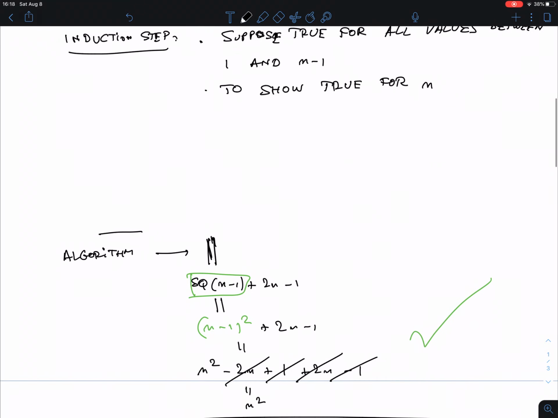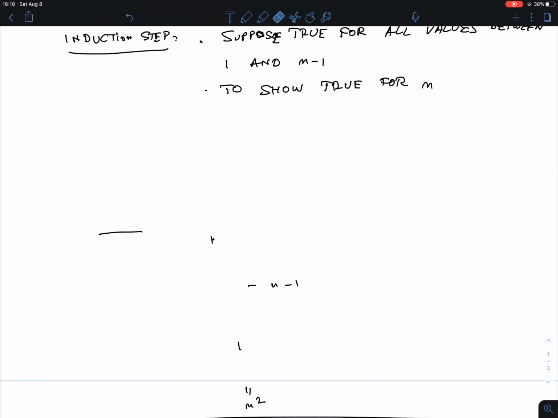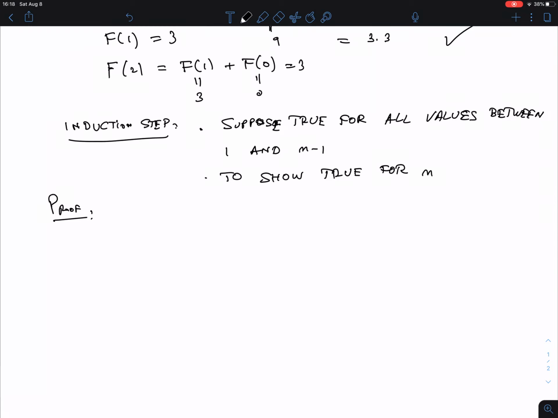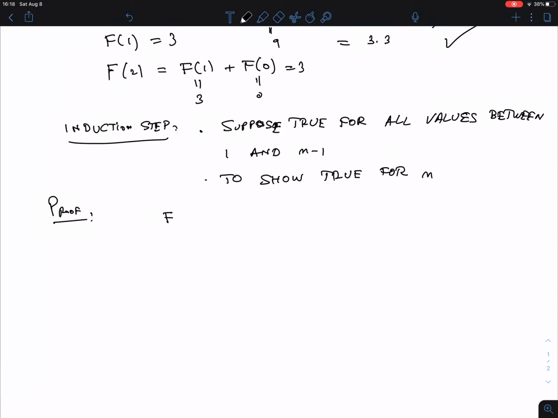Okay, we have a little bit of junk from before. Let's get rid of that. Okay, so proof. What is it that we have to show? Let's write out what we need to show. We have f1 squared plus up to fn squared. And the question is, is this equal to fn times fn plus 1?